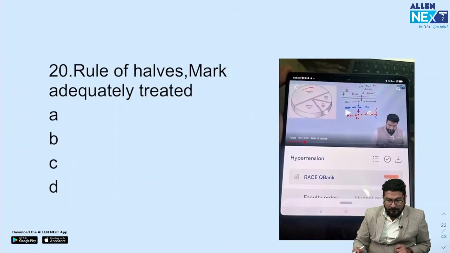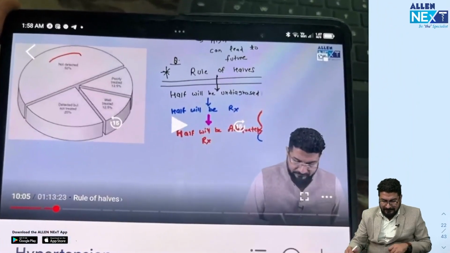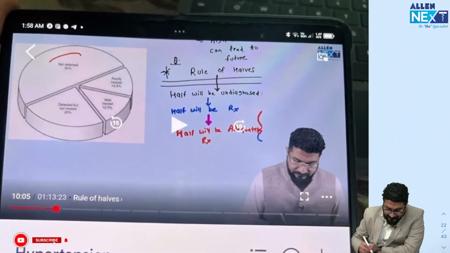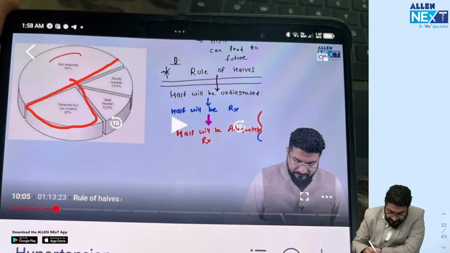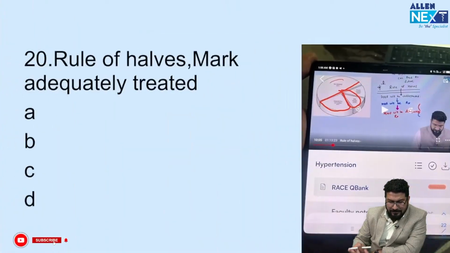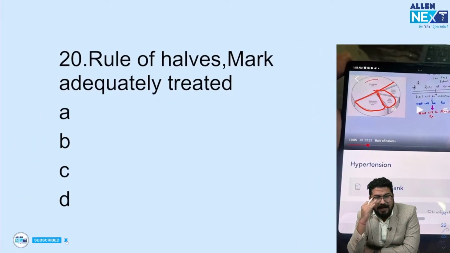Okay, then this was a question of the rule of half. So the rule of half we have discussed. Again, a circle was given, so you can see half will be diagnosed. Out of this half, half will be treated, right? And you can see half will be adequately treated. So I think there was a question based on the circle, like how much percentage. So half of half of half means how much percent will be adequately treated, that will be less than half, around 12.5%.